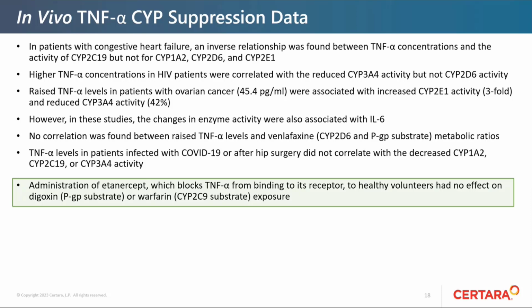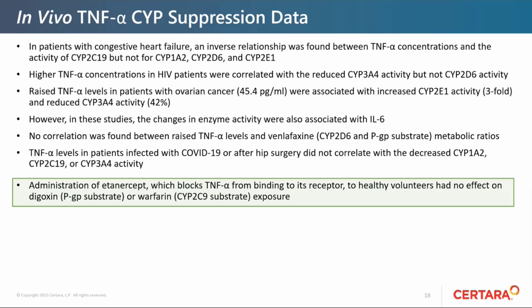For TNF-alpha, in congestive heart failure patients given a metabolic probe cocktail consisting of different CYP substrates, a significant inverse relationship was found between TNF-alpha and CYP2C19 activities, but not for CYP1A2, 2D6, and 2E1. However, in those same patients, IL-6 was also significantly inversely correlated with CYP2C19 activity. So we don't really know if this suppression was due to TNF-alpha or IL-6.